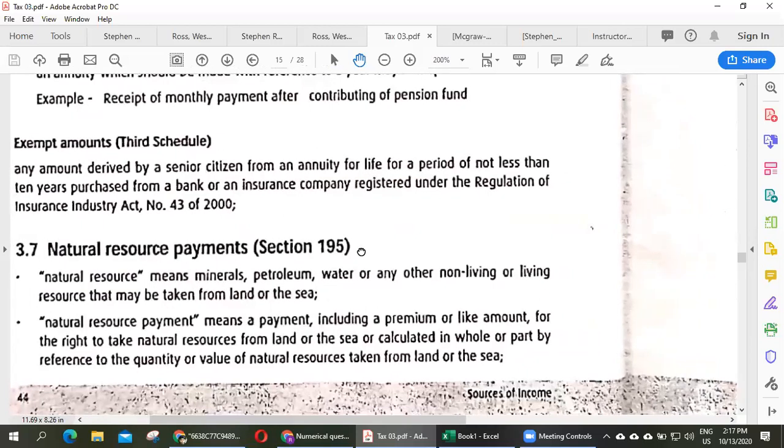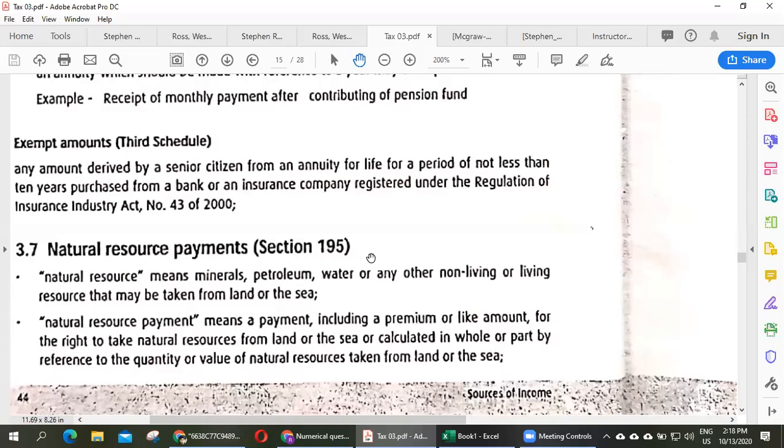Natural resource payment, right? So you have a land, and in your land there are minerals. You give permission to a third party to take out the minerals from the earth for that time, and you can get some sort of income. So that is called a natural resource payment.